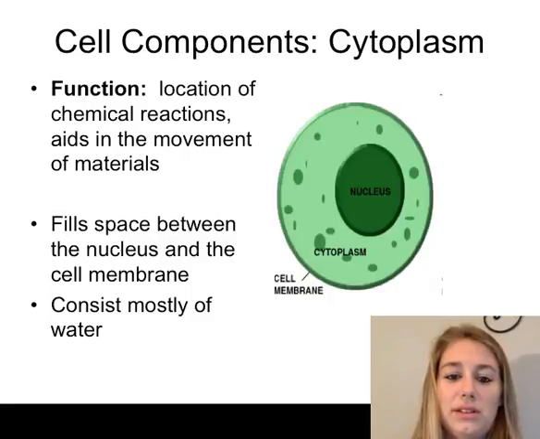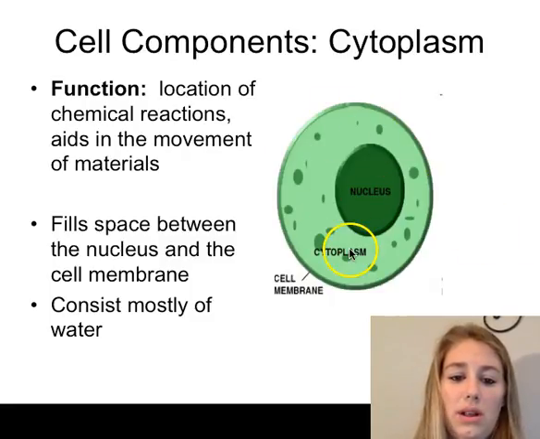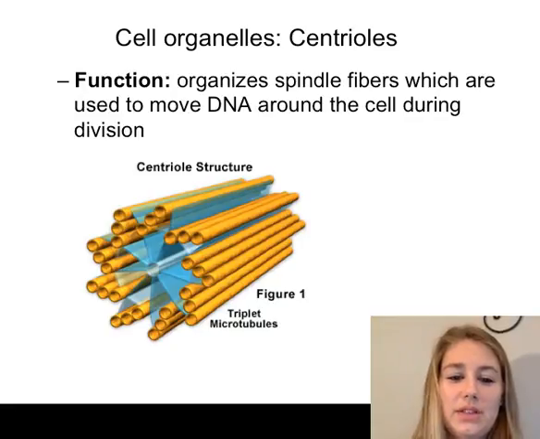Cytoplasm is found in all cells. It's the inside of the cell that's holding all of the organelles together. Okay, it's typically gel-like fluid, and it contains water as well. Centrioles are only found in animal cells, and they're going to help organize spindle fibers that are going to move DNA during cell division. And we'll talk more about centrioles when we get to our cell division unit.